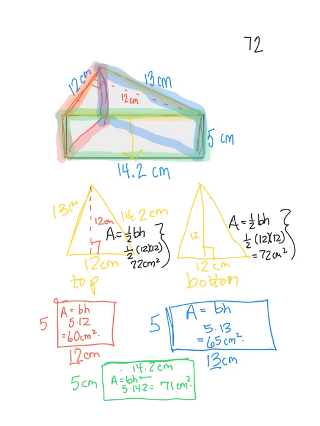The red rectangle in the back was 60. The blue rectangle in the back corner was 65. The front green rectangle was 71. The bottom triangle is also 72. I add these 5 together, 340 centimeters squared. So that's how you do it.